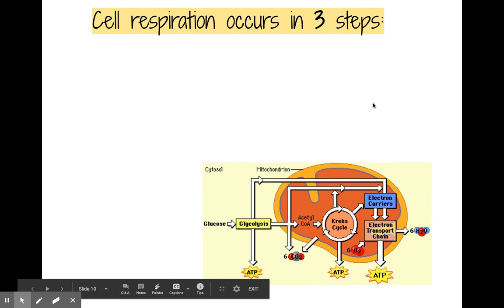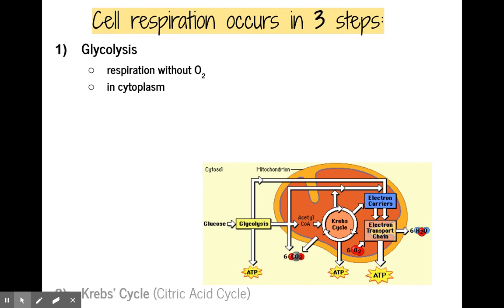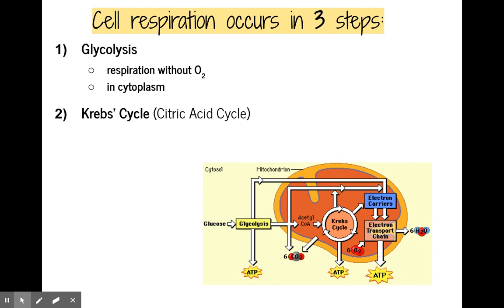Cellular respiration occurs in 3 steps. The first step is called glycolysis. Now, note, glycolysis is respiration without oxygen. So oxygen is not needed to make ATP in this stage, and it occurs in the cytoplasm of the cell. The second step is the Krebs cycle, which is also known as the citric acid cycle. And then the last step is the electron transport chain.